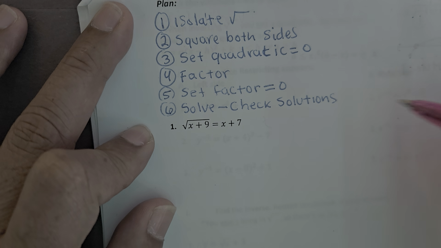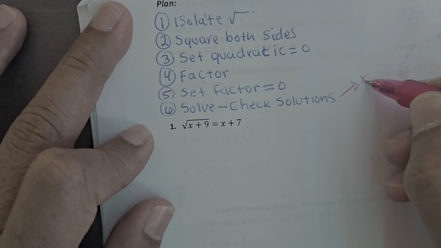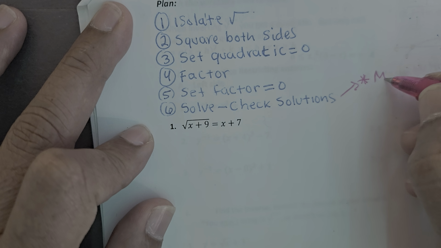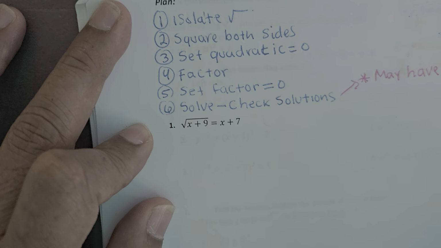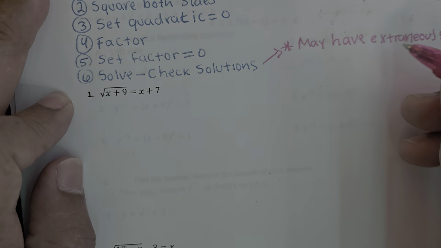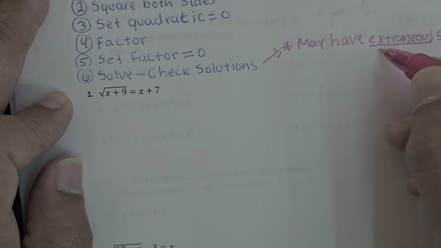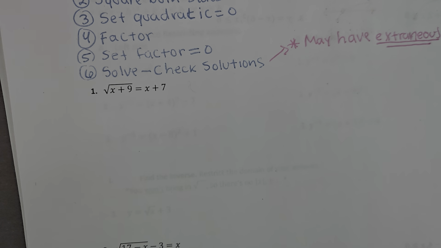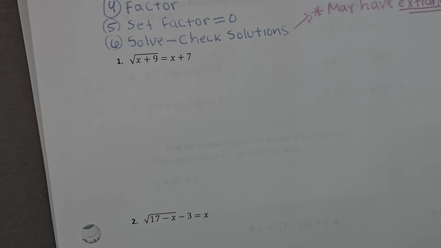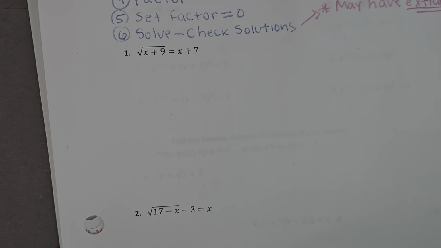And I'm going to add a note here, because when you check, you may have extraneous solutions. So extraneous solutions are solutions that are not, they are solutions, but when you check, they give you a false statement. Okay, so this will be the key word today. So we might have a solution that is true, but when you check, gives you a false statement, and you'll understand that once I've gone over the examples.